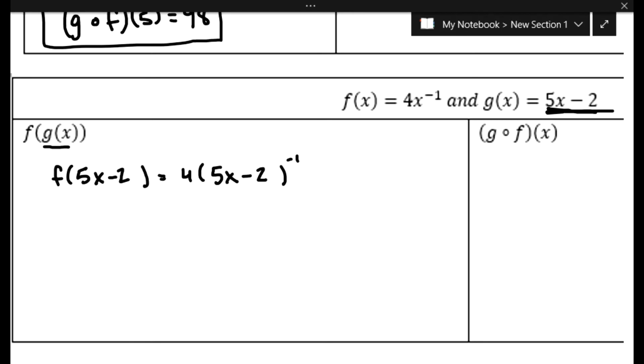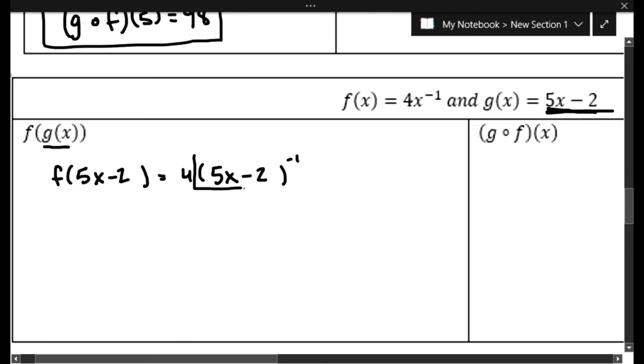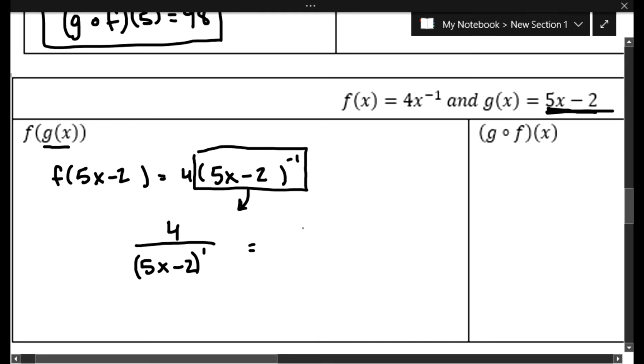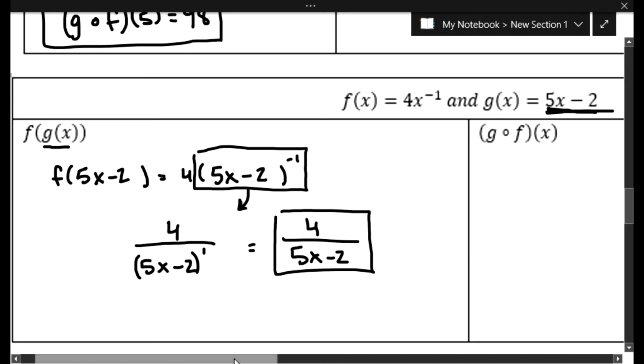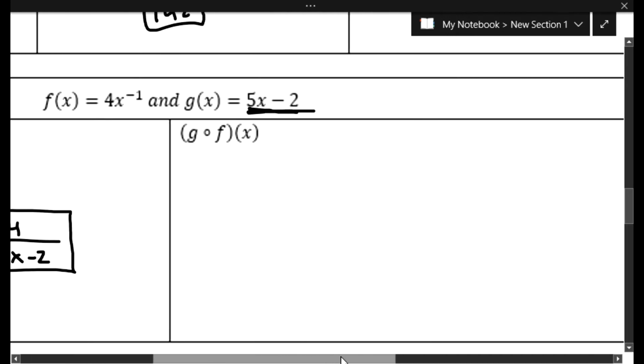Do I like negative exponents? No. This whole thing, this part right here, is being raised to the power of negative 1. So all of it, I'm going to move to the bottom of the fraction. The 4 stays on top. Everything else goes to the bottom. 5x minus 2 to the power of 1. I don't have to write to the power of 1, so this could just be 4 to the power of 5x minus 2. That is wholly complete.